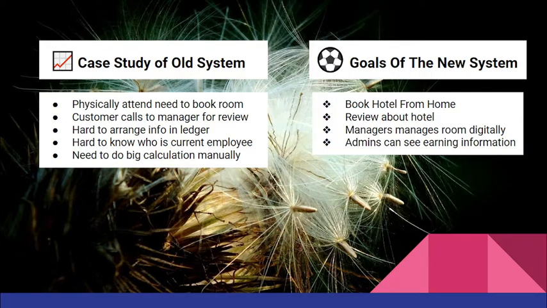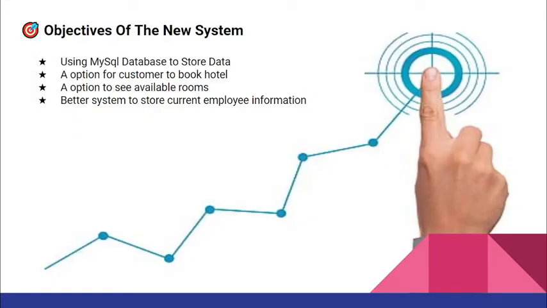From the study of the old system, we have set some goals for the new system. The customers can book hotel rooms from home. The customers can also review the hotel from their device. The managers can manage the rooms digitally so that they can know which rooms are available and which are booked. Finally, the admins will be able to see the earning information of the hotel.